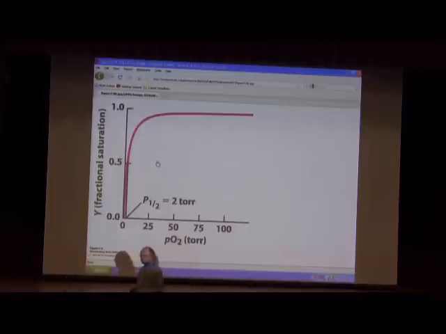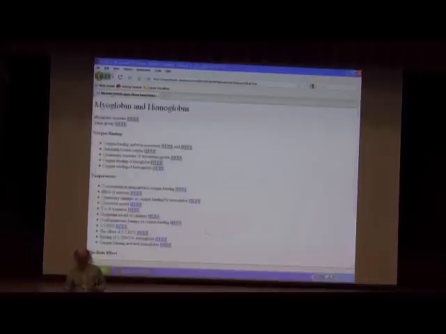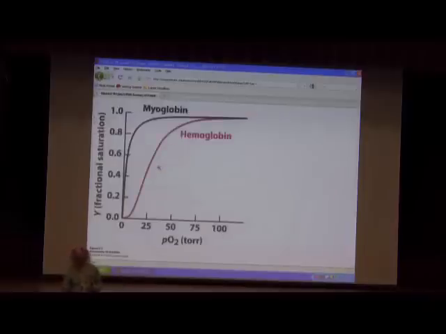You want to have a transport protein that has flexibility. You want it to have high affinity for oxygen when it has a lot of oxygen present, and you want it to have low affinity for oxygen when there's very little oxygen present. And that's exactly what we see with hemoglobin.